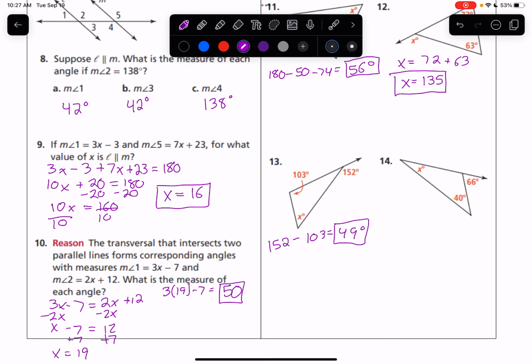And number 14, same idea. We have the exterior angle and the 2 remote interior angles. So 66 minus 40 is going to give us 26 degrees for x.